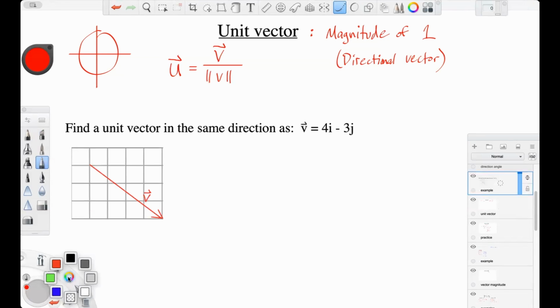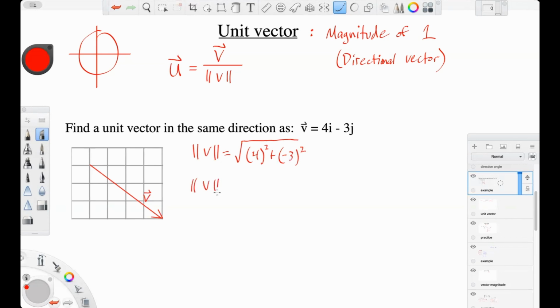All right, so now I want to find the unit vector in the same direction. So what I want to do then is, first of all, find the magnitude. So that's going to be our first step, finding the magnitude of vector v. Well, the magnitude of vector v we know is going to be equal to the square root of the i component squared, so 4 squared, plus the j component squared, so negative 3 squared. Right, and so then the magnitude is going to be equal to, and you can shortcut this, but 16 plus 9, which is going to be 25. These Pythagorean triples are kind of nice to work with. So the magnitude of this vector is 5. All right, so the magnitude of vector v is 5.